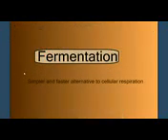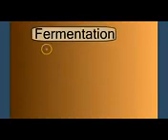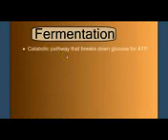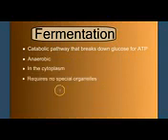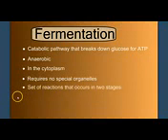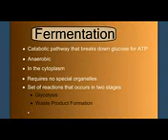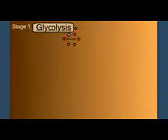Fermentation is a simpler and faster alternative to cellular respiration. It allows us to burn glucose without oxygen and without complex organelles like mitochondria. Fermentation is a catabolic pathway that breaks down glucose for ATP. It's anaerobic, like we said. It occurs in the cytoplasm. It requires no special organelles. It's a set of reactions that occurs in two stages: glycolysis, and what we're going to call for now waste product formation. Now, we've already spent a lot of time on glycolysis.